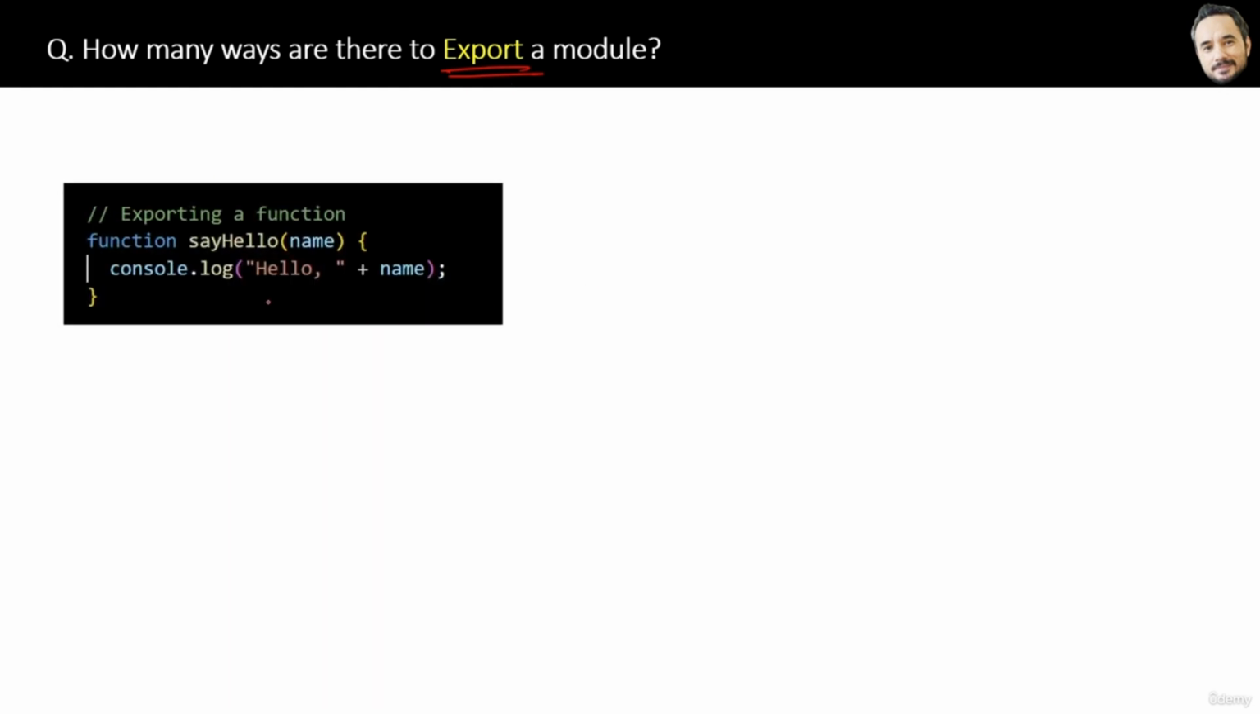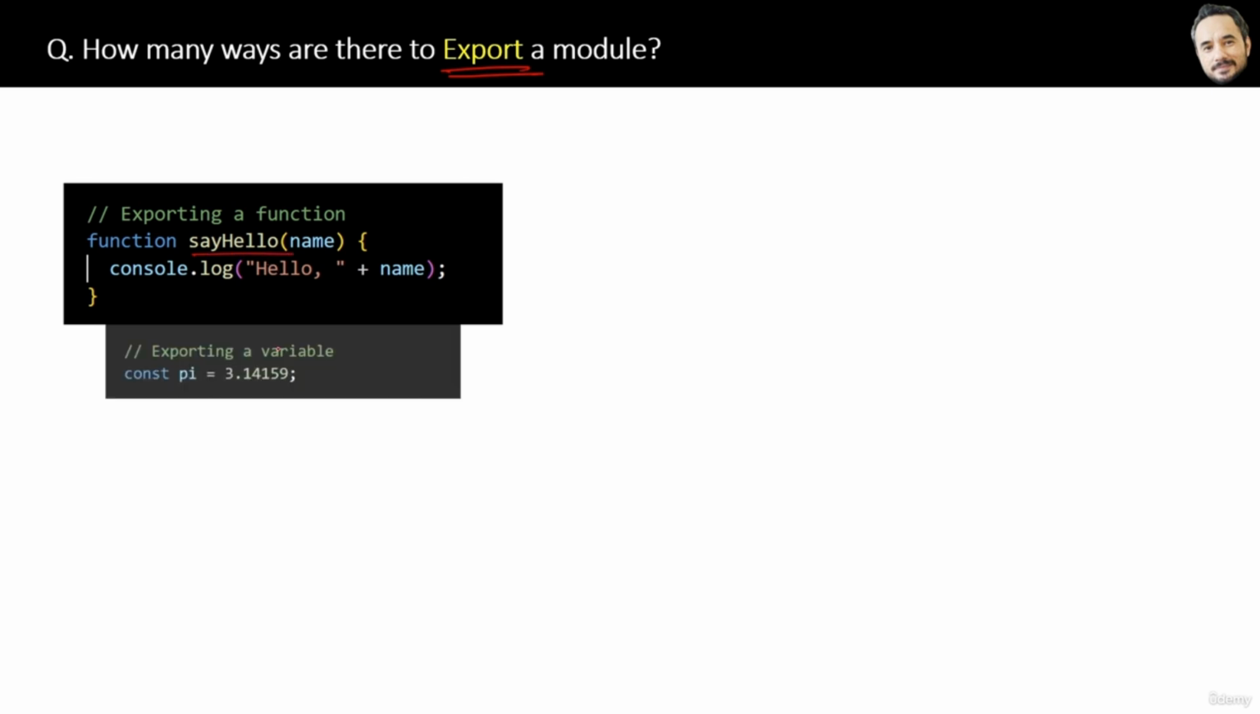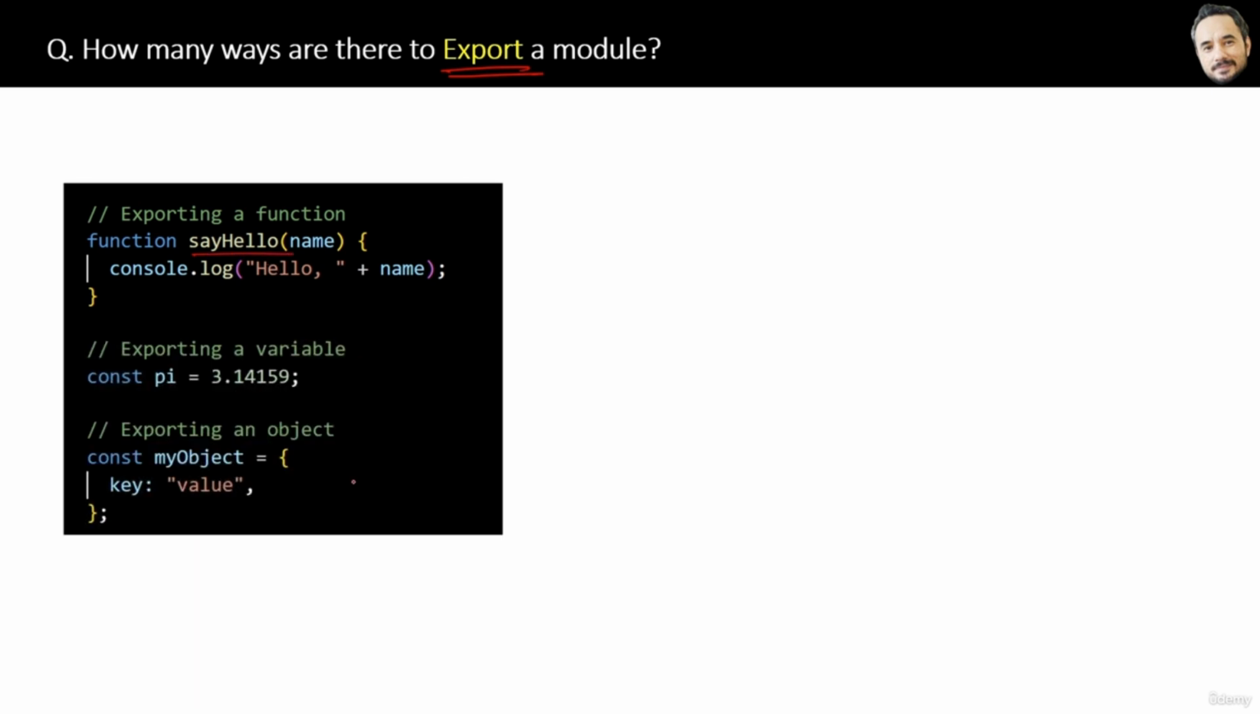How many ways are there to export a module? Now, inside a module, we mostly have functions like this, but we can also have variables or objects inside modules. By default, these functions, variables, and objects are available only inside this same JavaScript file, and they are not accessible outside this file. To make them accessible in other files, we have to export them.